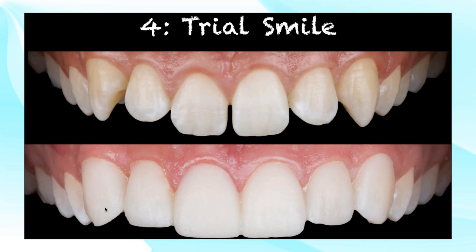If the patient doesn't like something, let's say he doesn't like something about this trial smile. He wants these teeth to be longer. He wants these teeth to be shorter. Well, then we can just reduce that in the trial smile or add a little bit of flowable composite in the trial smile. And then we take an impression and we send this to the lab. So if you have a lab that can communicate with you, if you have a lab that's going to understand the case all the way from the beginning, from the photographs to the trial smile, then you're going to have a really, really high success rate.